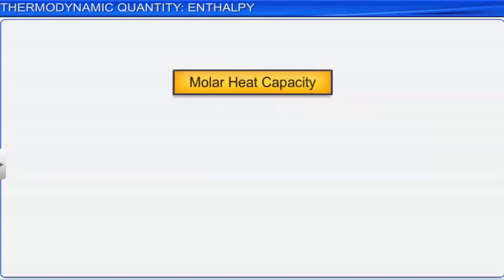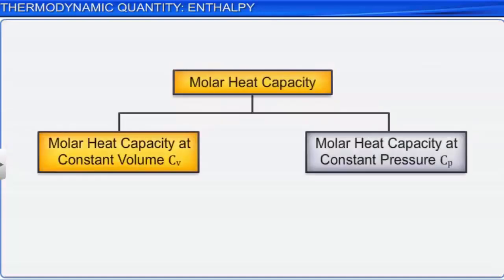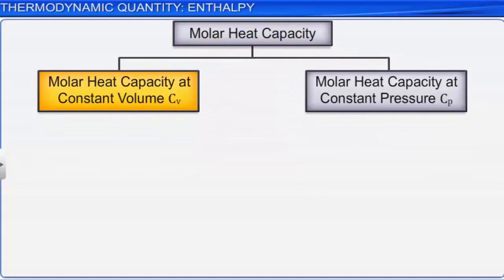The two important types of molar heat capacities are molar heat capacity at constant volume and molar heat capacity at constant pressure. Let us see the relation between molar heat capacity at constant volume, which is denoted by Cv, and molar heat capacity at constant pressure, which is denoted by Cp. We learned that the equation for heat Q is the product of heat capacity and change in temperature delta T. Therefore, at constant volume, heat Qv equals the product of heat capacity at constant volume, Cv, and change in temperature delta T. But the heat absorbed at constant volume is equal to change in internal energy. Thus, Cv into delta T can be written as equal to delta U.